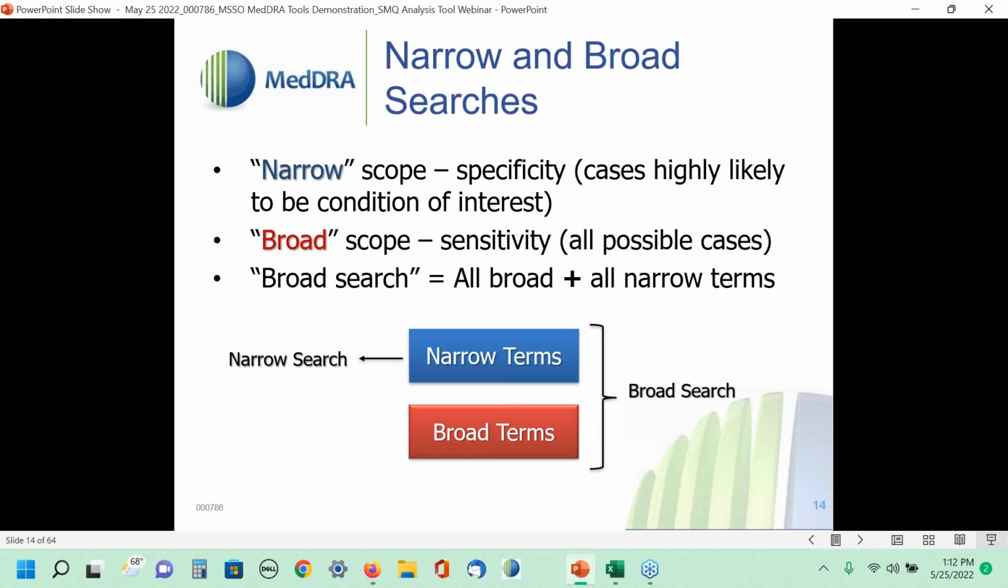Now, this was a very, very important topic that we covered in SMQs, which is the whole idea that we present you with SMQs, some of which have narrow terms, some of which have broad terms, in addition to the narrow terms.